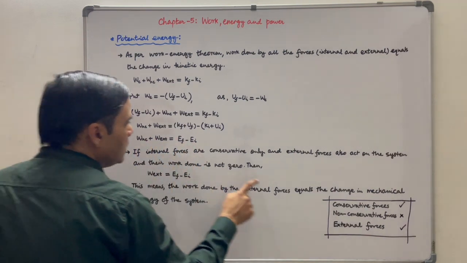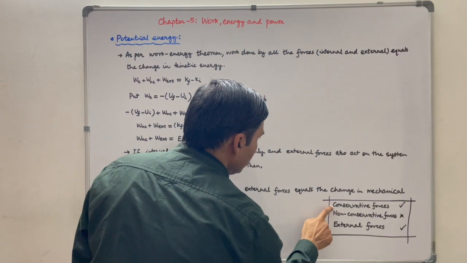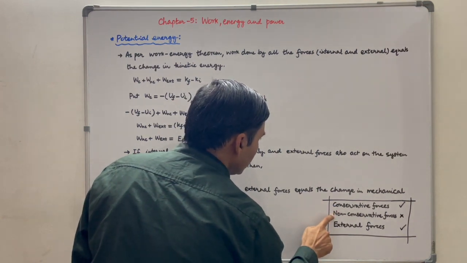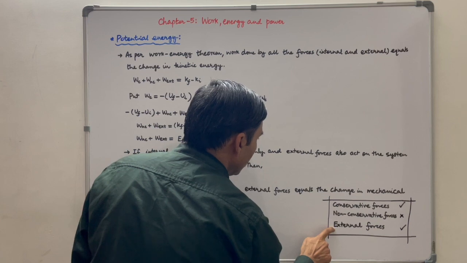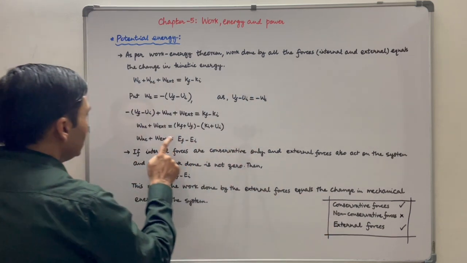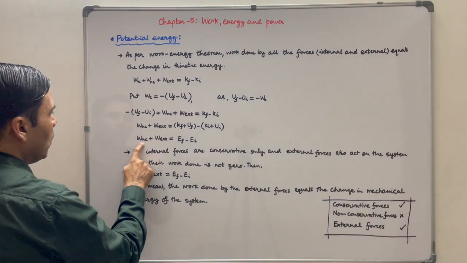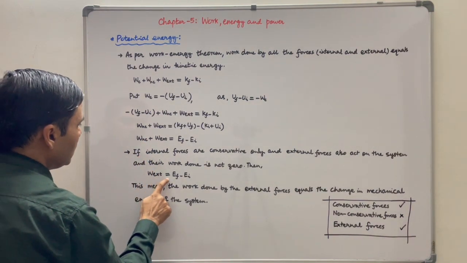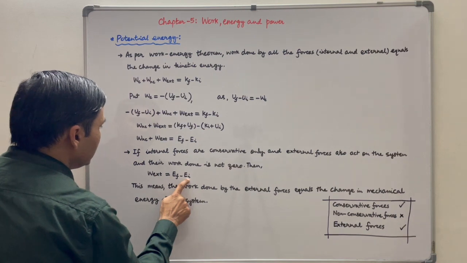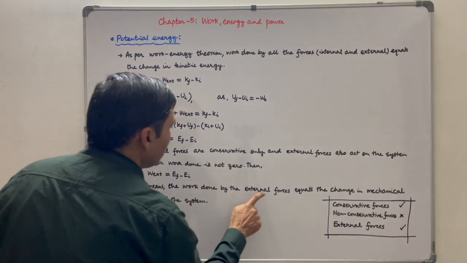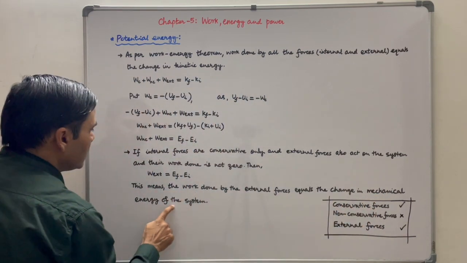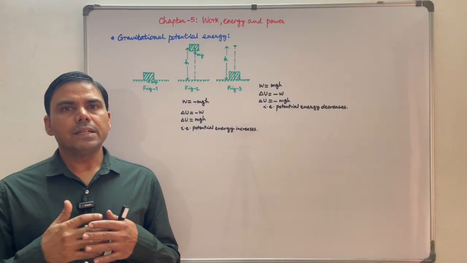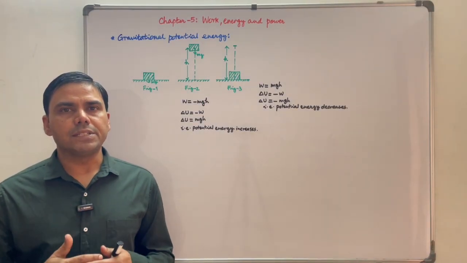Now consider these conditions. Conservative forces work, non-conservative forces do not work, external forces work, and sum of work done by them is non-zero. Then Wnc is equal to 0 and W external is equal to Ef minus Ei. That means work done by the external forces equals the change in mechanical energy of the system. Now let us see gravitational potential energy.